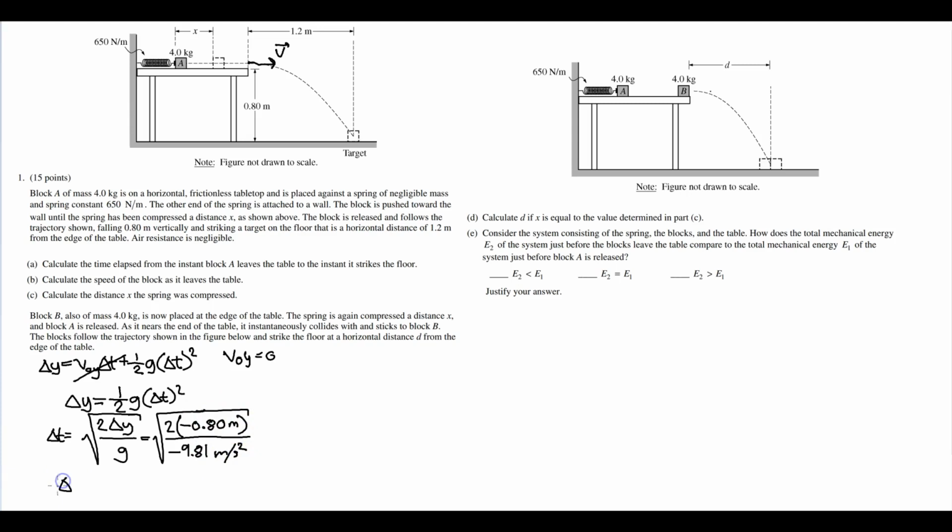And we get a delta t of, let's put this in, 2 times negative 0.8 divided by negative 9.81, square root. That takes us to about 0.403 seconds. All right, so that's the answer to part A, 0.403 seconds. So now we're on part B, where we're asked to calculate the speed of the block as it leaves the table.